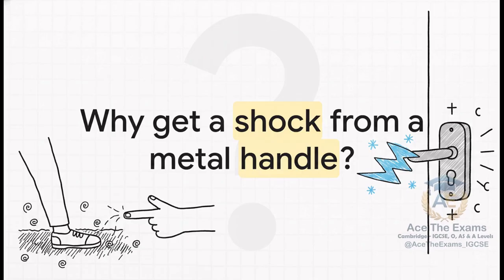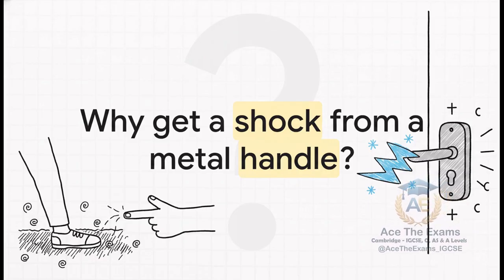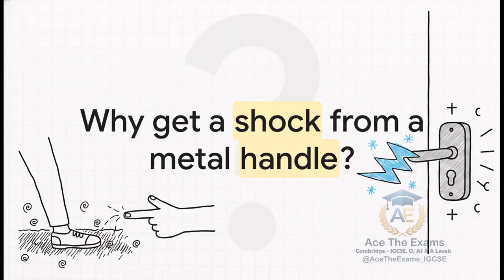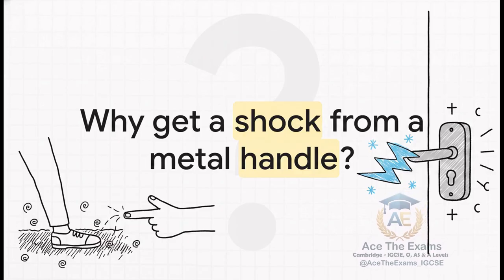Now, if Alex were answering this, Alex might write something like, because there is electricity in the door and humans conduct electricity. Boom, red pen. That's way too vague for Cambridge. Sam might write, friction makes a shock. Again, red pen. It completely misses the actual mechanism.